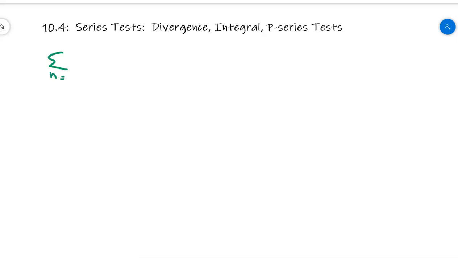The sum from, let's say, n equals 1 to infinity of 1/2 to the n. And we could look at this series as 1/2 to the first plus 1/2 to the second plus 1/2 to the third, plus 1/2 to the fourth, and so forth. And then this was our series, and we took a look at each of the partial sums that went with that series. So the first partial sum was 1/2.